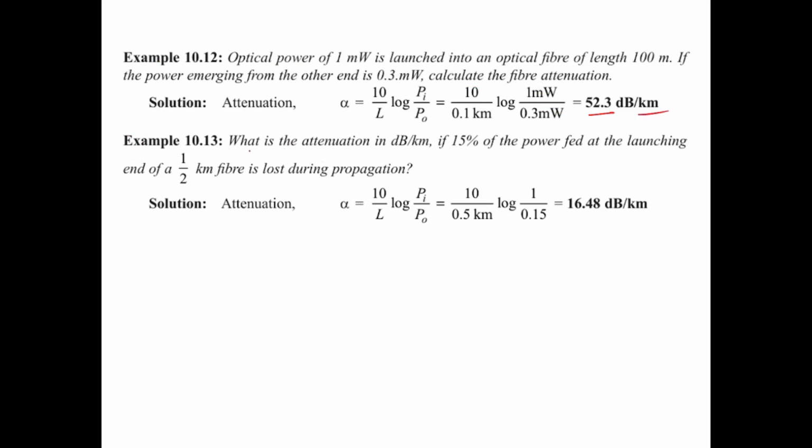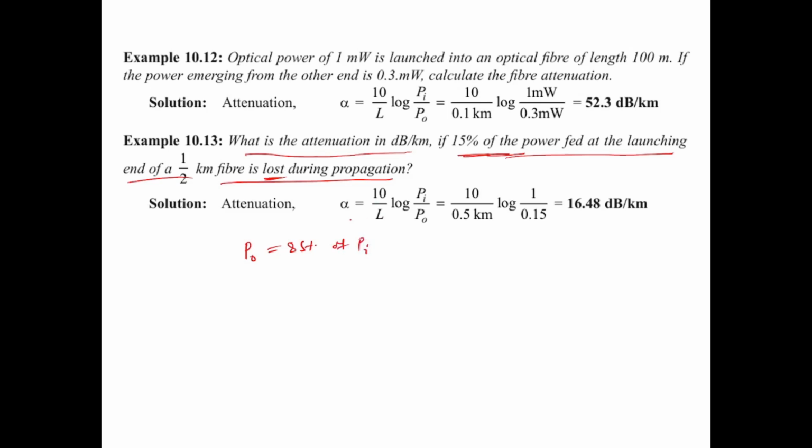Next question: what is the attenuation in decibel per kilometer if 15% of the power fed to the launching end of a 1 by 2 kilometer fiber is lost during the propagation? In this question it is given that 15% of the power is lost during the propagation. So if 15% is lost, the output is 85 percent of Pi.